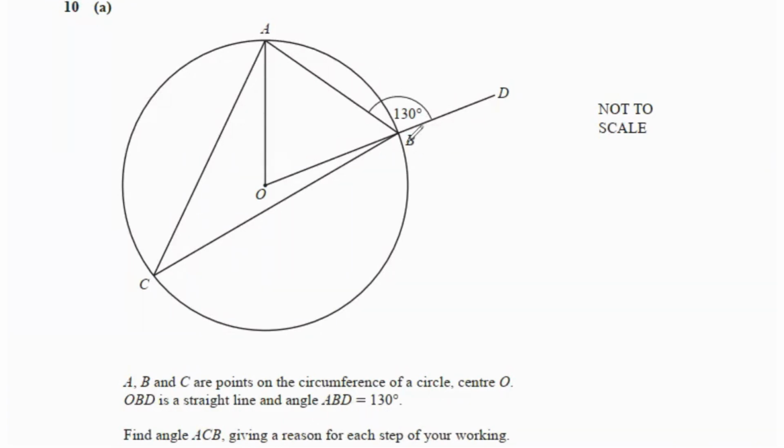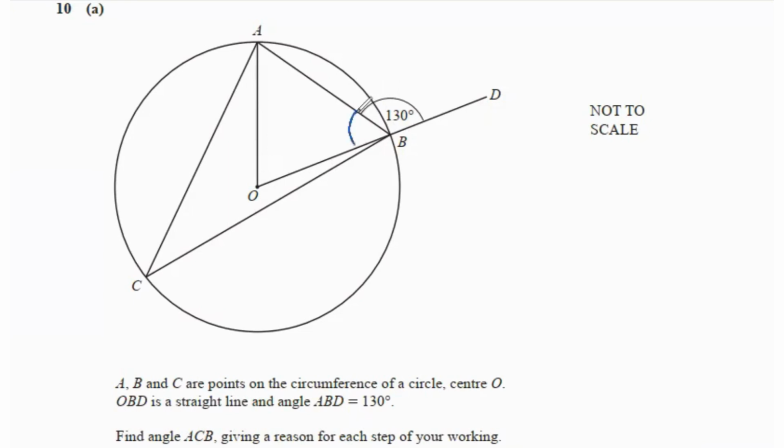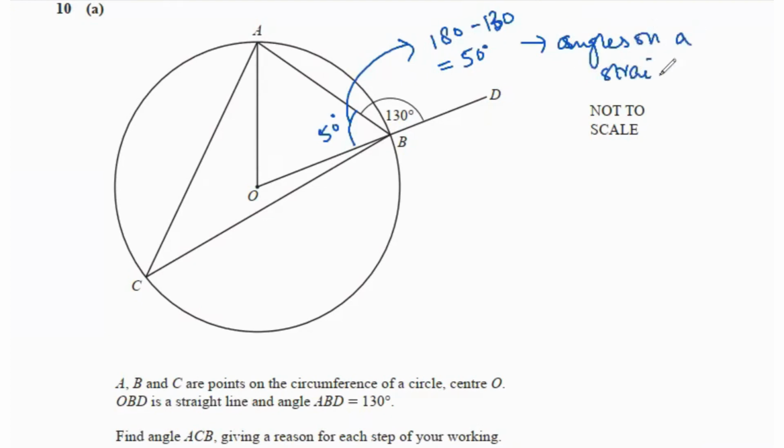So OBD is a straight line, which means this angle would be 180 minus 130, which is 50, because supplementary angles have a sum of angles of 180. So that is the first reason, because supplementary angles on a straight line, or just write angles on a straight line equal to 180. That is the first reason.